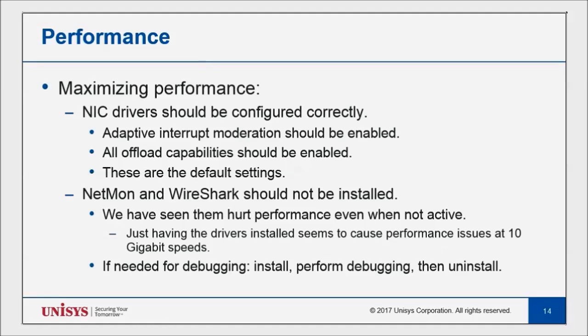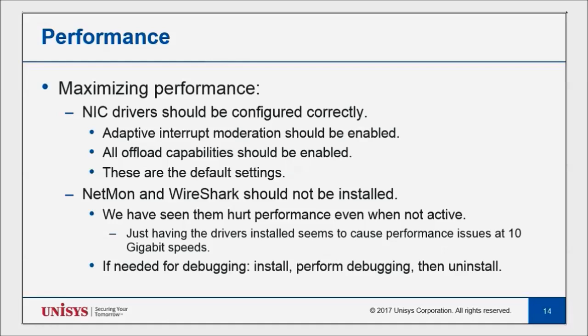And also all offload capabilities should be enabled. That allows the IOP to offload functionality to the NIC for things like checksum and segment aggregation and segmentation on output. So if you leave the NIC in default settings, you'll have all these things, and that's really what we strongly recommend. Just leave the NIC in its manufacturer default settings.